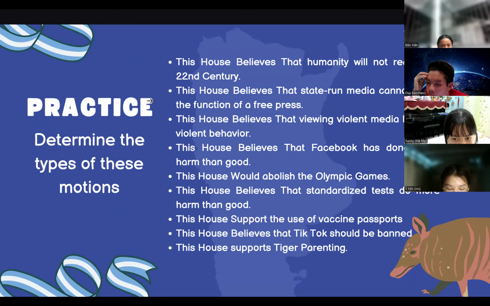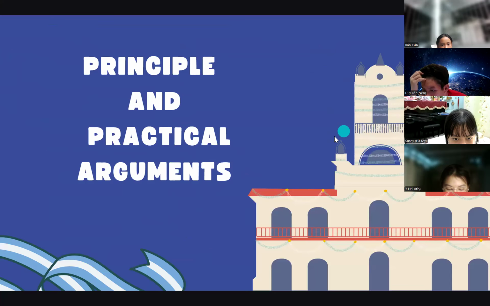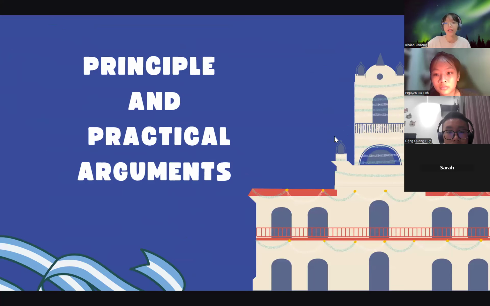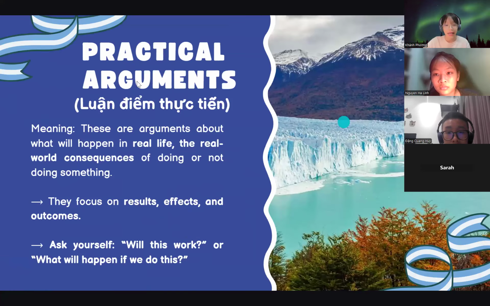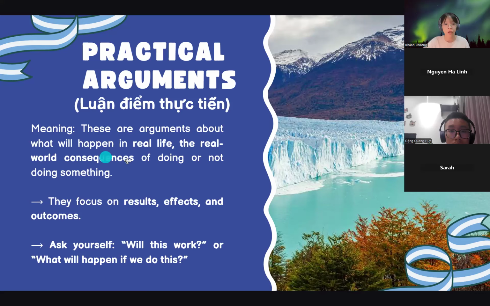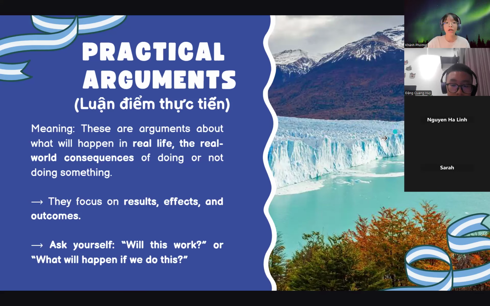Yeah, but now we will move on to this one. Principle and practical arguments. So in debate, we have two types of argument. First, practical. Practical, it means thực tiễn ấy, right? So these are arguments about what will happen in real life, like the real world consequences of doing or not doing something. Tức là cái luận điểm của mình thì nó sẽ có kết quả thực tiễn và ảnh hưởng trực tiếp như thế nào tới những đối tượng được nêu ấy.